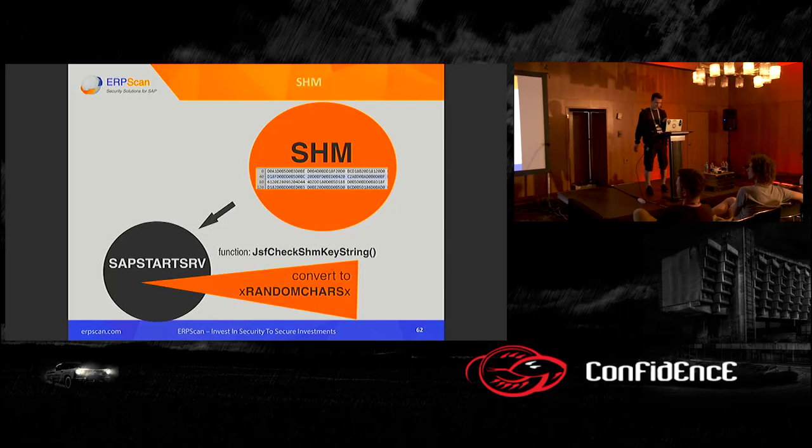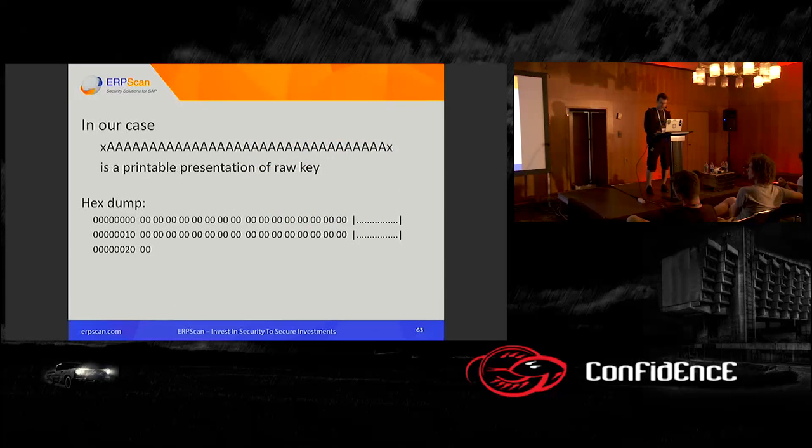It reads the raw binary key from shared memory. After that, it converts it to a printable format, ASCII. After that, it checks the key with user input. And if everything is OK, it returns a positive result. Back to our key value, why is it equal to XAAX? The answer is pretty simple. Just because shared memory has zero values. It looks like some process didn't write the raw key value in SHM. And that is why sapstartsrv converts the zero values to XAAX.